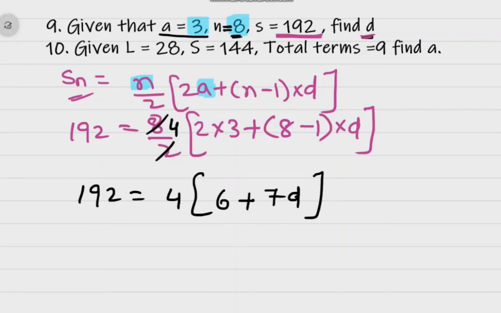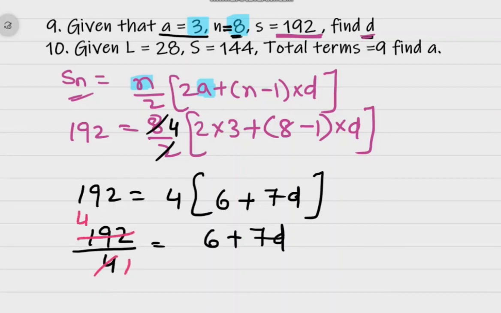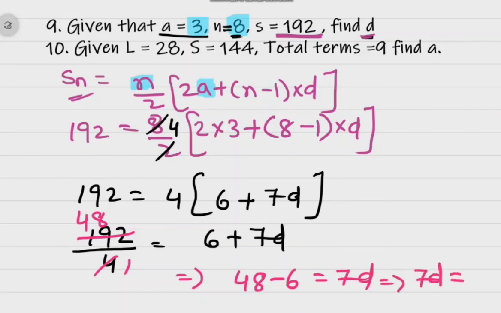Now 192 by 4, because the 4 is multiplying here, it will divide here. Now this will be 192 by 4 equal to 6 plus 7d. Now again cancel. See, 4 1s are 4, 4 4s are 16, 32 left, 4 8s are 32. So from here 48 minus 6 will be equal to 7d. So 7d will be equal to 48 minus 6 is 42. So here you get d is equal to 6. The value of d will be equal to 6. So here we have completed this question number 9.